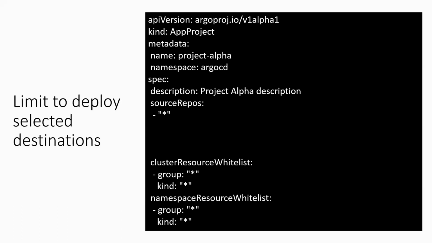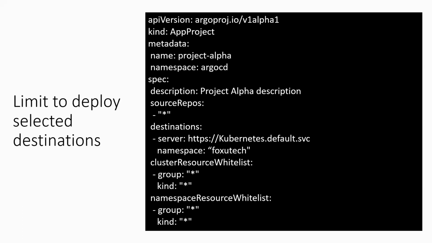And next, as I said, you can restrict to certain destinations. This is the pattern you can follow. I'm using it here where the destination is my Kubernetes default service, the default Kubernetes cluster. And I'm going to restrict my project to allow only the FoxuTech namespace. I don't want to use any other things, so I'm restricting everything here.